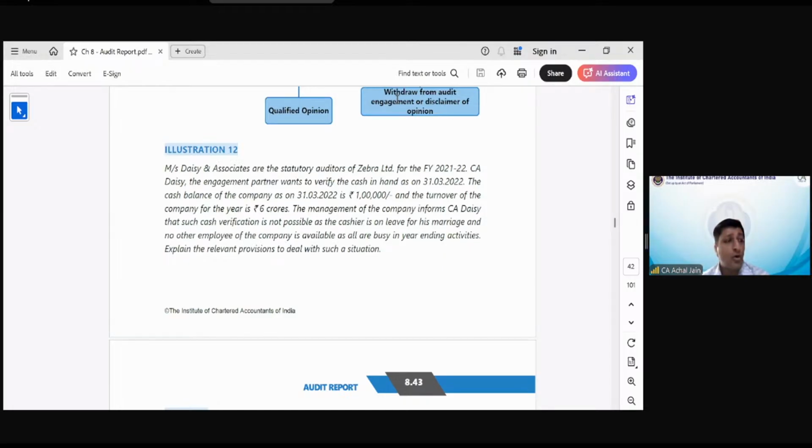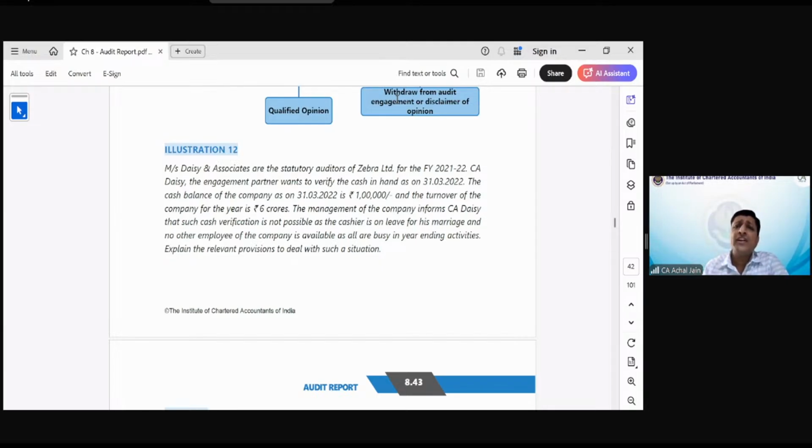Okay, and therefore the auditor may say that the possible impact is significant, material. But can that be extended to be called pervasive? Can we say that because the cash in hand has not been verified, the entire set of financial statements could be a problem? What do you think? Will it be appropriate to say that?